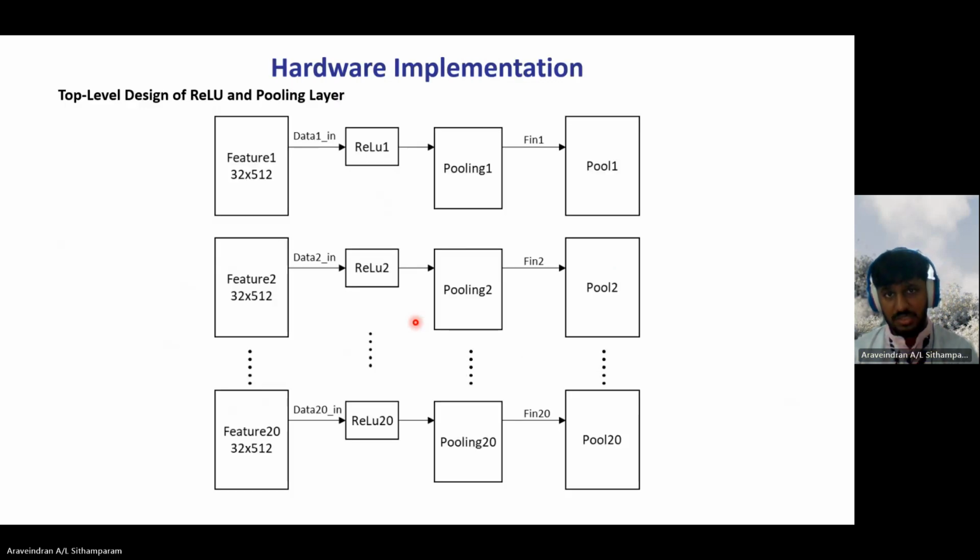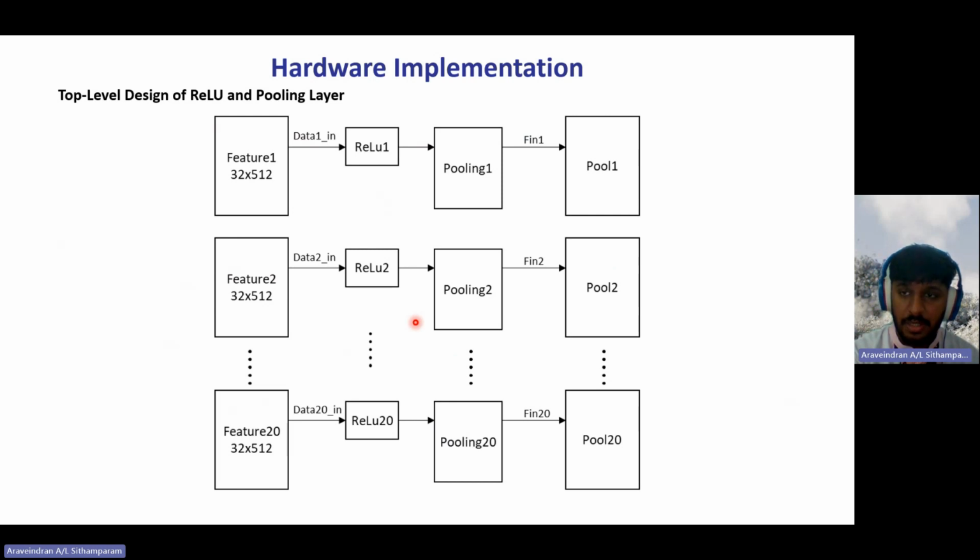Next, this is the hardware implementation. This is the simplified design, for easy understanding. Feature 1 to feature 20 is the input after the convolution. Please remember that I take the input after the convolution, not the input of the pixels from the MNIST database. As I said before, MATLAB produces 20 sets of 400 data.